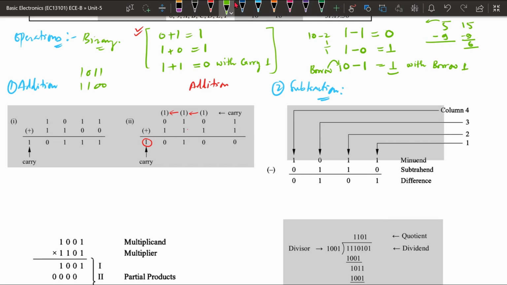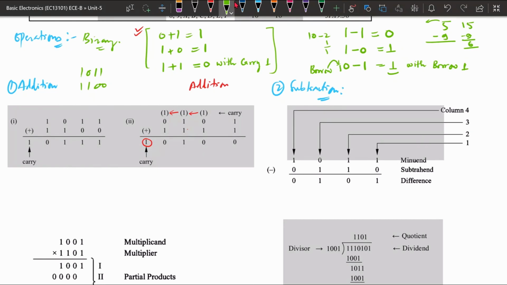So suppose a number is there, 1 0 1 0, and we are subtracting 0 1 1 0 from this above number. So to subtract that, it is 1 minus 0. When it is 1 minus 0, it will be 1. If it is 1 minus 1, it will be 0. But when it is 0 minus 1, it will be taking a borrow from here.